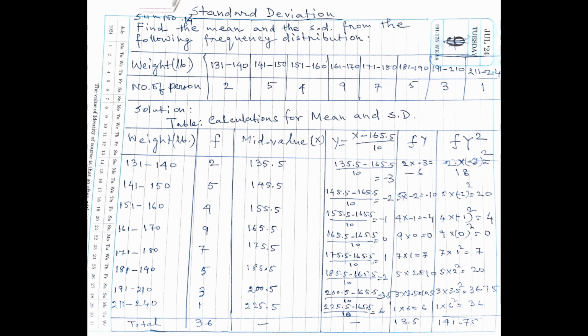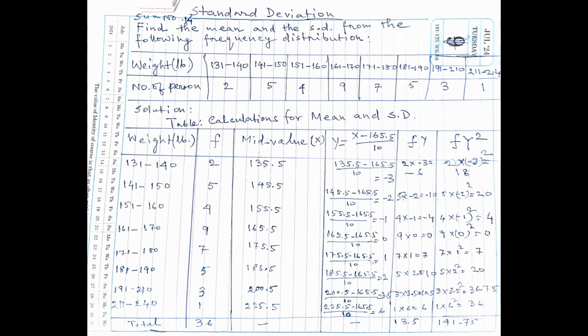Weight 181 to 190, number of persons 5. Weight 191 to 210, number of persons 3. Weight 211 to 240, number of persons 1.